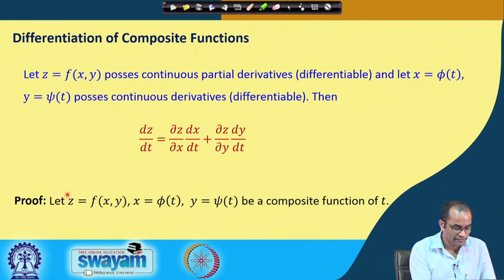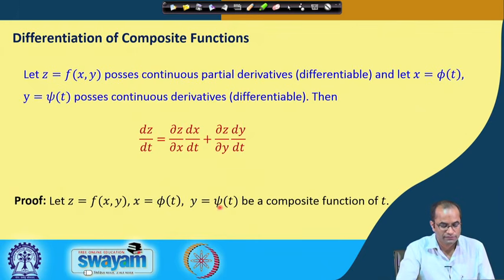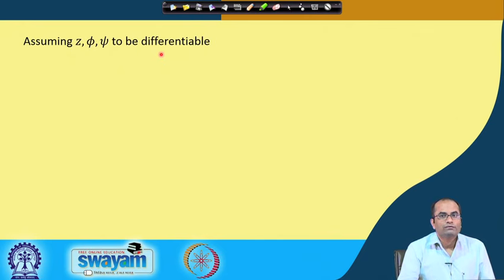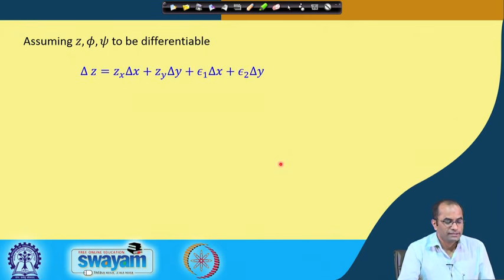So, we take z equal to f(x, y), where x is a function phi(t) and y is a function of t denoted by psi(t), and this is a composite function as per the definition. Since we have already assumed the differentiability of all these functions z, phi and psi, the differentiability of z implies that we can write delta z equal to del z over del x delta x plus del z over del y delta y plus psi 1 delta x plus psi 2 delta y.